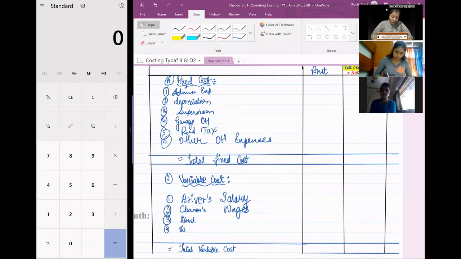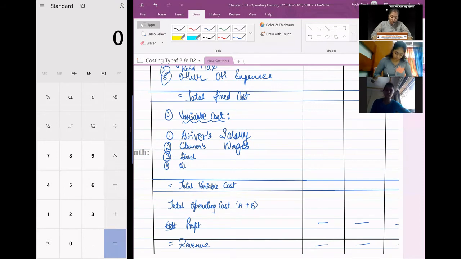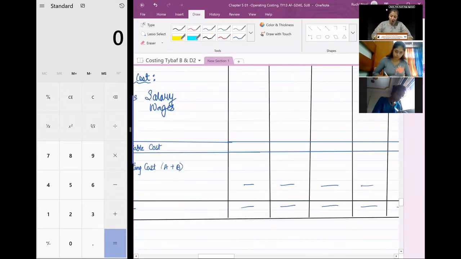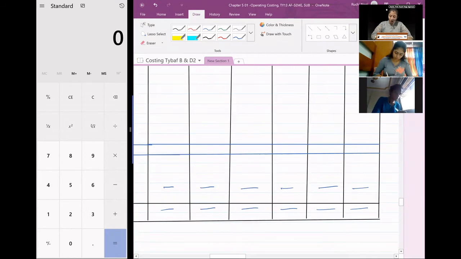6 fixed costs we have, then total fixed cost, then 4 variable costs, total variable cost, then we will total operating cost, that is total cost, A plus B, add profit, and then we'll get revenue. Profit is not there in this question, so we won't get revenue either, so I have put dashes.